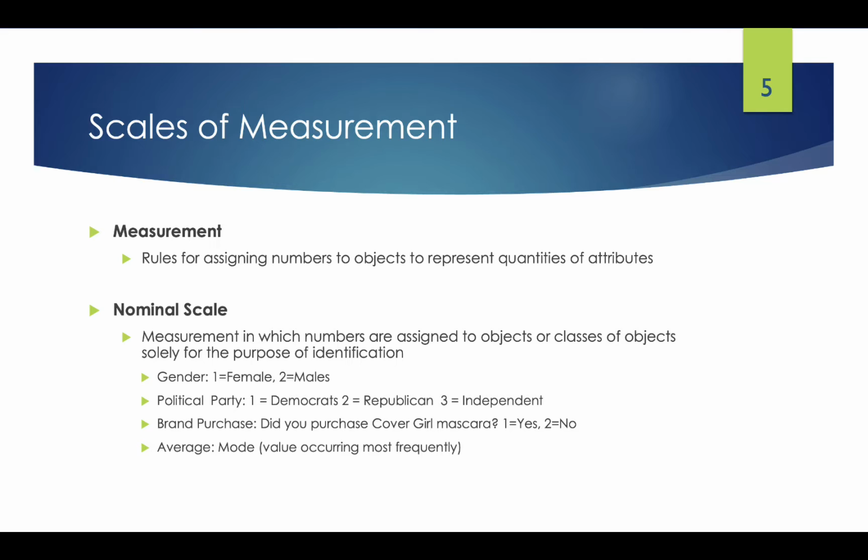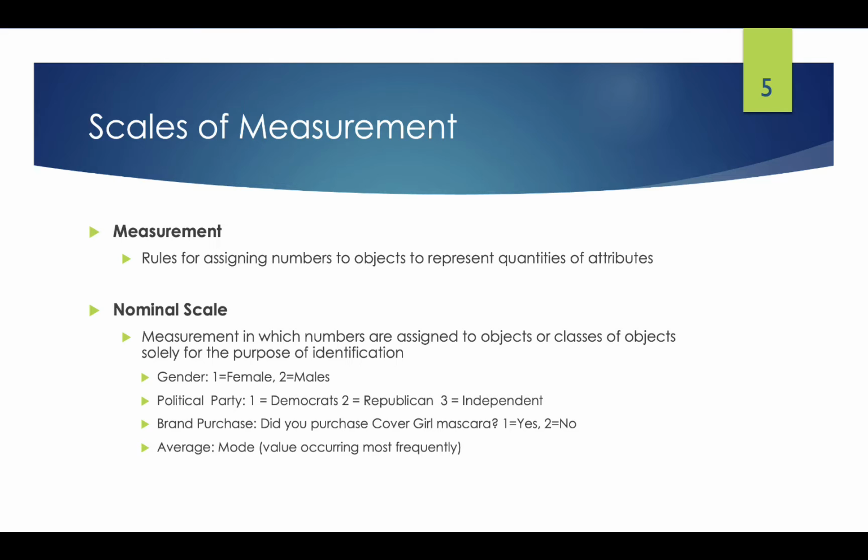So we are going to translate numbers. So how does this look? In a nominal scale, the numbers are assigned to each of the objects or classes of objects solely for the purpose of identification. So we just want to connect a number with one of the responses. The number isn't going to do anything because it's a category.